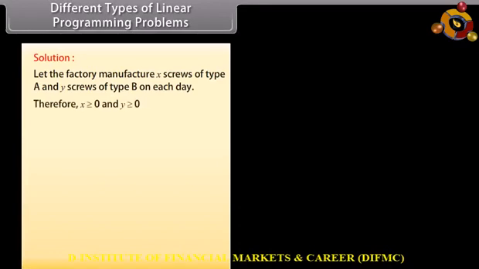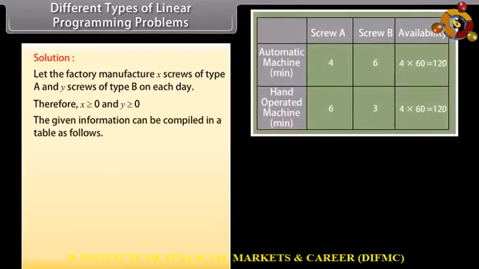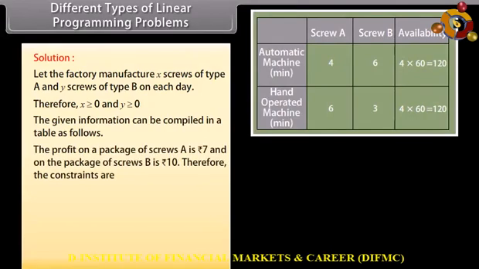Therefore, x is greater than or equal to 0 and y is greater than or equal to 0. The given information can be compiled in a table as follows. The profit on a package of screws A is Rs 7 and on the package of screws B is Rs 10. Therefore, the constraints are 4x plus 6y is smaller than or equal to 240, 6x plus 3y is smaller than or equal to 240. Total profit Z is equal to 7x plus 10y.